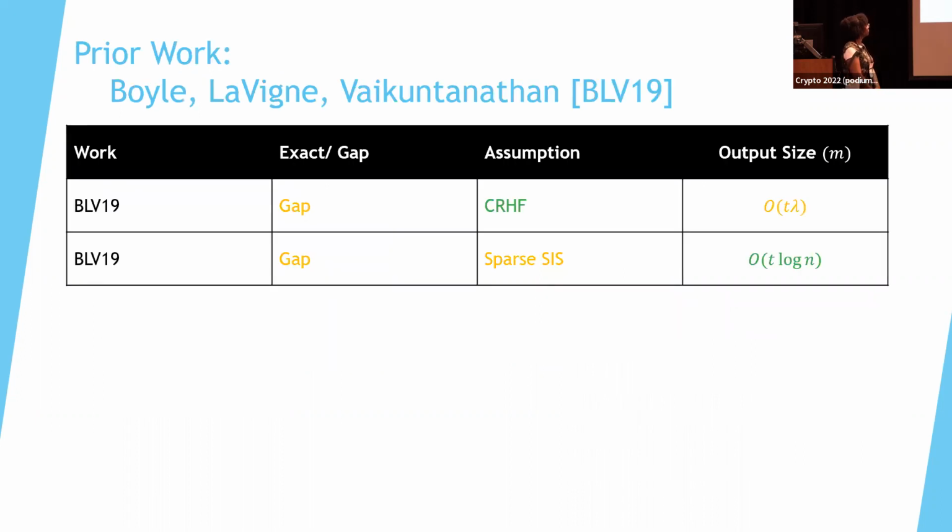Okay, so this idea of studying the robustness of property preserving hashing was introduced by Boyle, Levine, and Vaikuntanathan in 2019. And in this work, they introduced two constructions for the gap Hamming predicate. The first was from standard collision resistance, and the second was from the sparse SIS assumption.